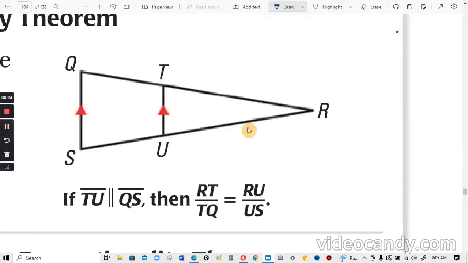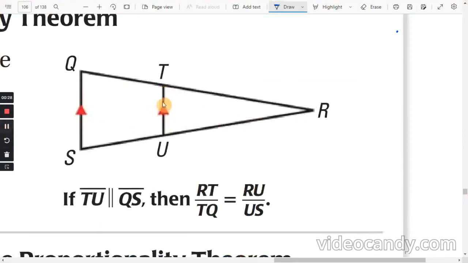So we have a triangle here, and we have two parallel lines. And that parallel line divides the sides proportionally. So RT over TQ, or this side divided by this side, equals RU over US. This side divided by that side.